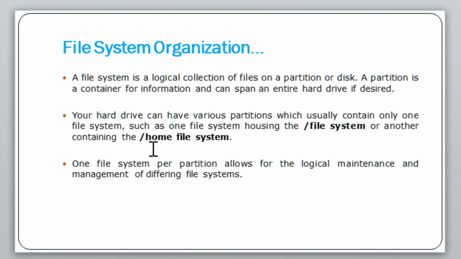So on a Linux file system, a file system is a logical collection of files on a partition or disk. A partition is a container for information and can span an entire hard drive if desired. Your hard drive can have various partitions which usually contain only one file system, such as one file system containing the / file system or another containing the /home file system. Now this is really helpful because you can separate everything and they don't have to rely on one another. One file system per partition allows for the logical maintenance and management of differing file systems. This is actually pretty common practice on Linux, to separate them into their own partitions.